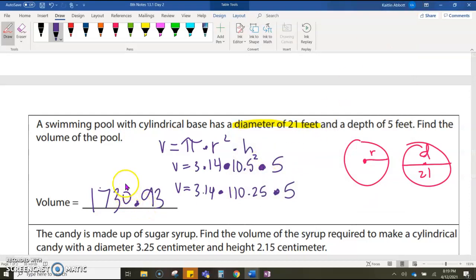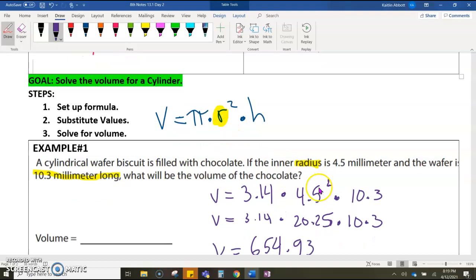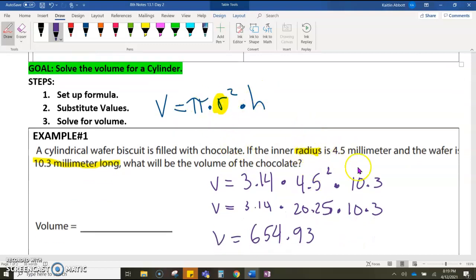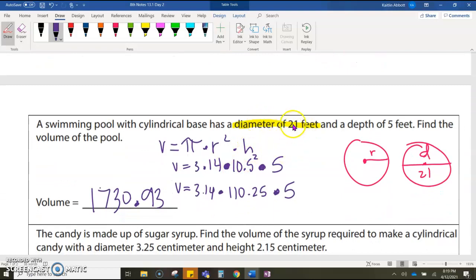That is it. So I just showed you an example where it says diameter, and I showed you an example where it says radius. Pay attention to which one they say. Don't be fooled. Remember, you want the radius. So if they give you the radius, you just plug in all the numbers that you see. If they give you the diameter, you just have to divide it by 2 and then plug them all in.